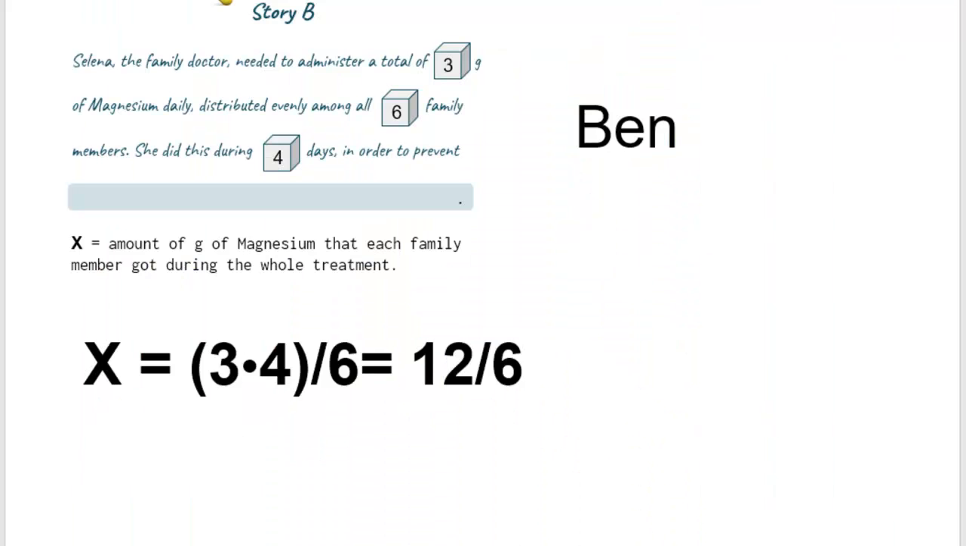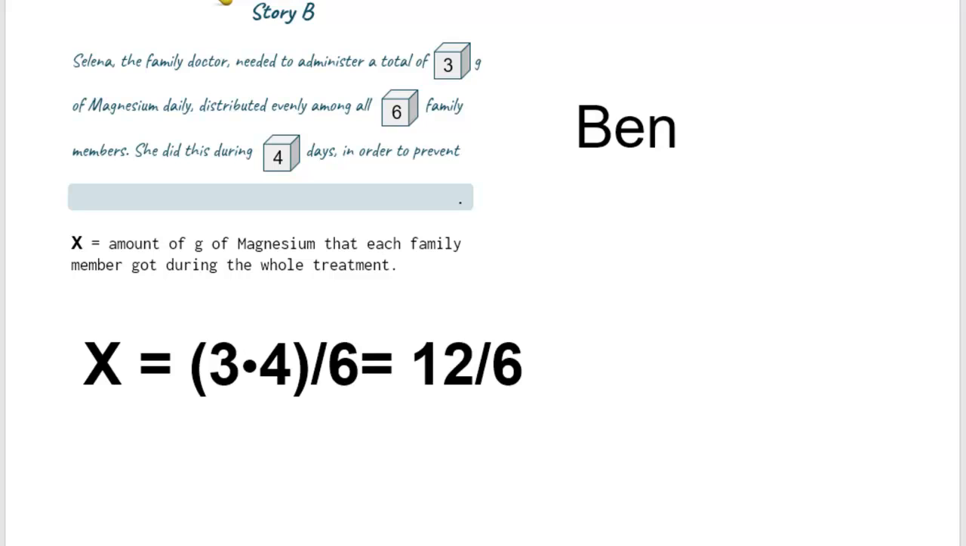Okay, now Ben plays. So after rolling the dice, Ben picks 3, 4, and 6 as values, and he also picks story B to create a story. And it says Selena, the family doctor, needed to administer a total of 3 grams of magnesium daily, distributed evenly among 6 family members.